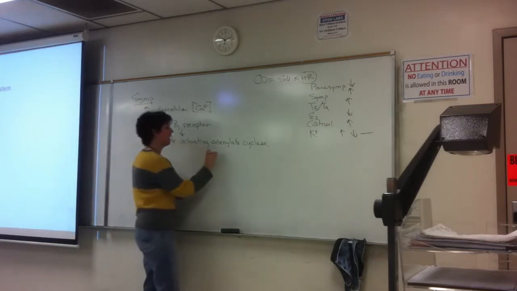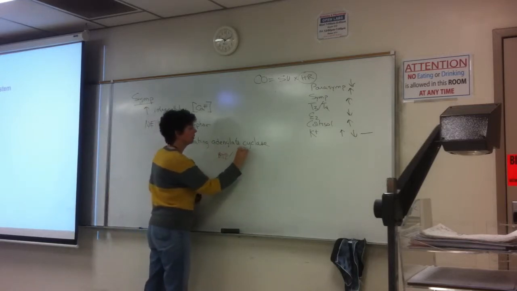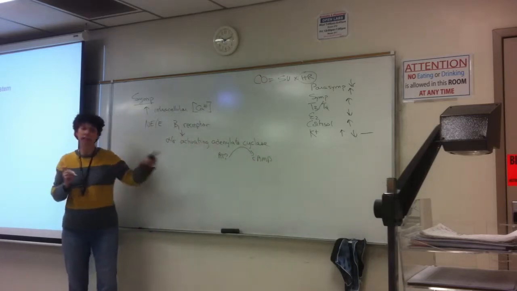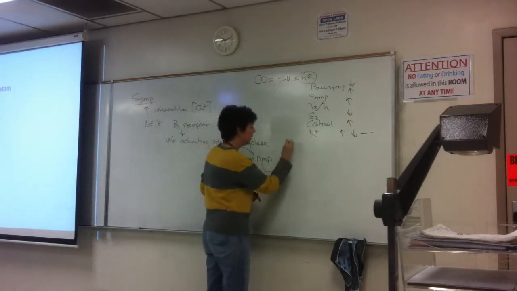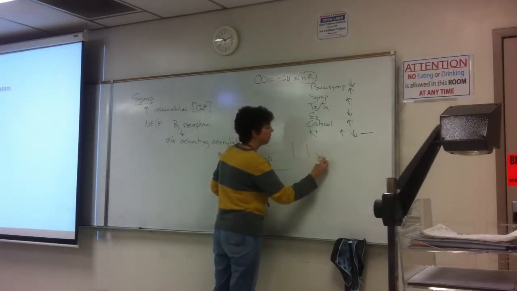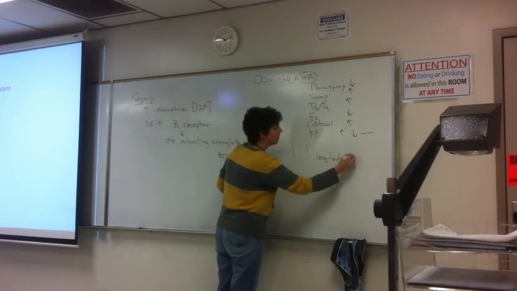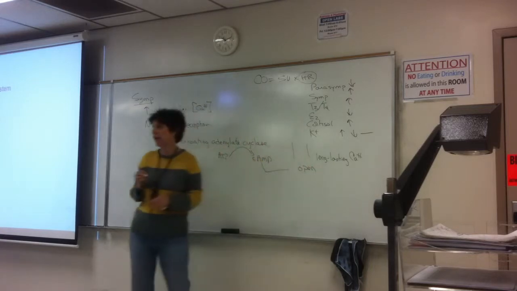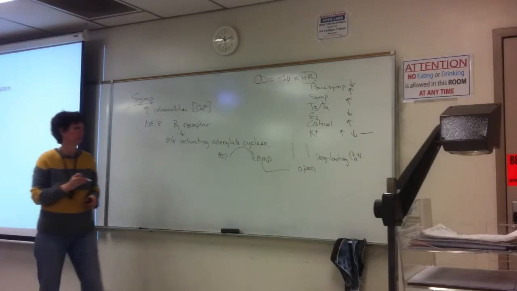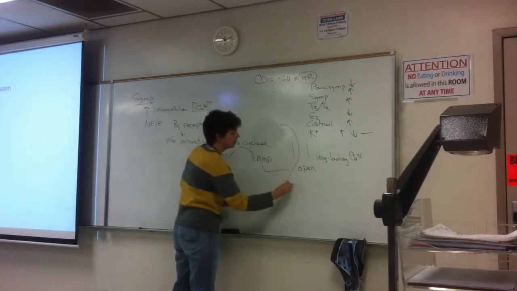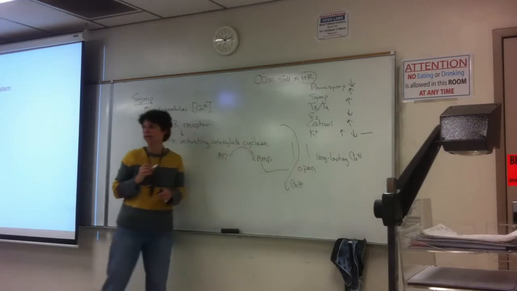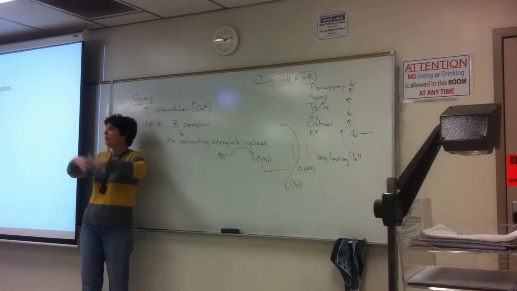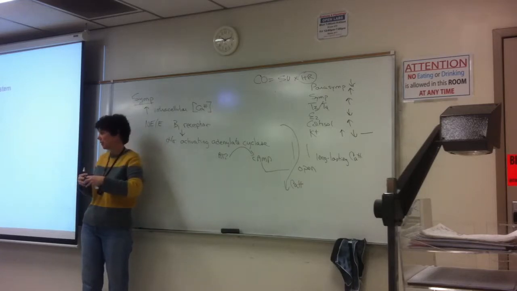Adenylyl cyclase is going to take ATP and convert it to cyclic AMP. Cyclic AMP will bind to long-lasting calcium channels and open them as we have our action potential formed. And we're going to get more calcium inside the cell. Most of the calcium in cardiac contractile cells comes from extracellular calcium storage.